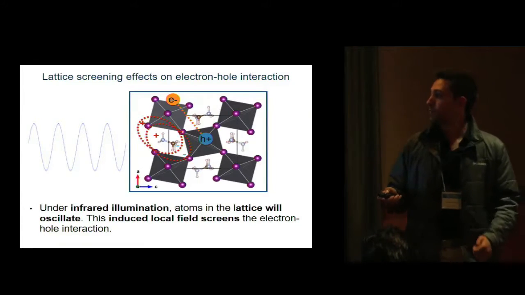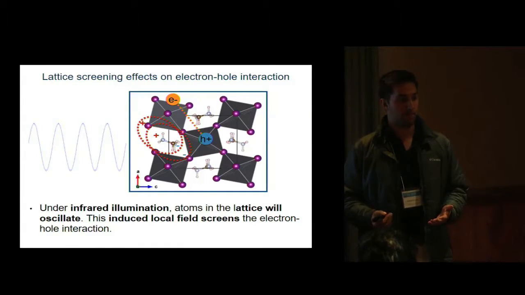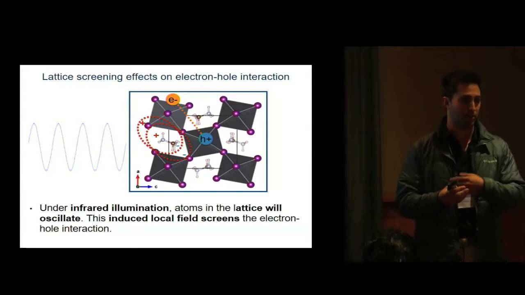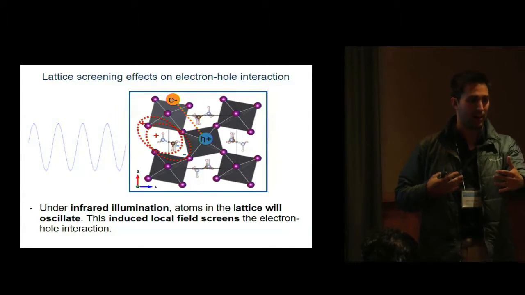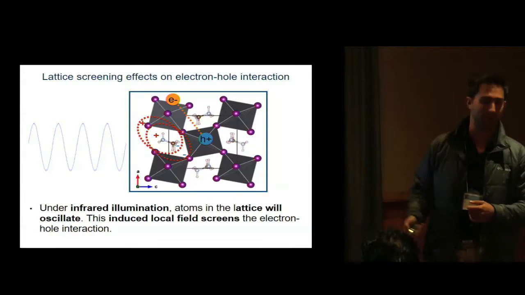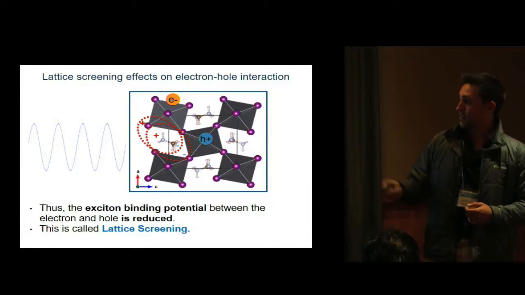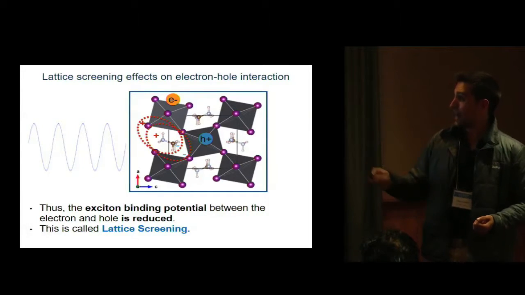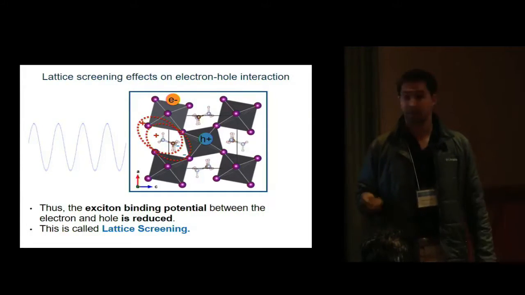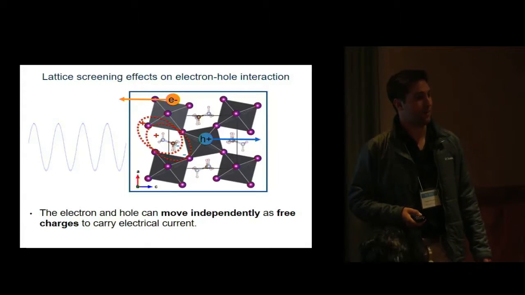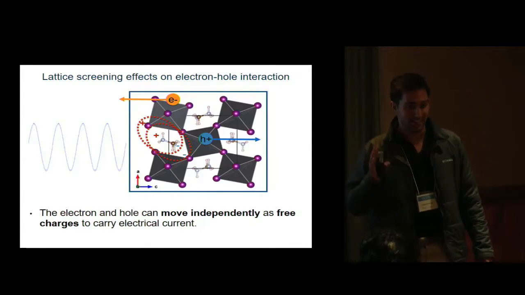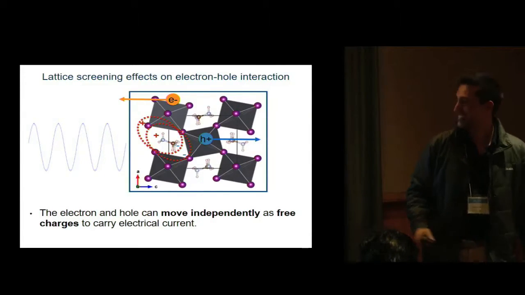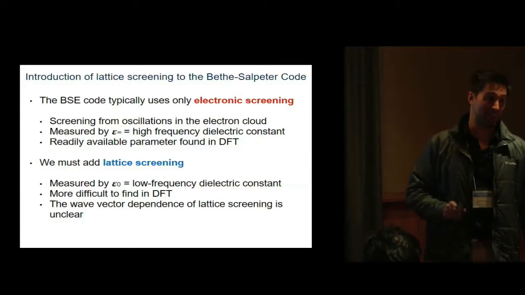And when these move, we actually induce a local field. And this local field will actually screen the electron-hole interaction. It places an electric field basically in the way and cuts short that electric interaction between the electron and the hole. And this phenomenon is called lattice screening. And what will happen is if the screening is high enough, the electron and hole can now travel their merry ways and carry current. This is exactly what we want. And this is exactly what's not predicted right now in the field, even though it's seen experimentally.